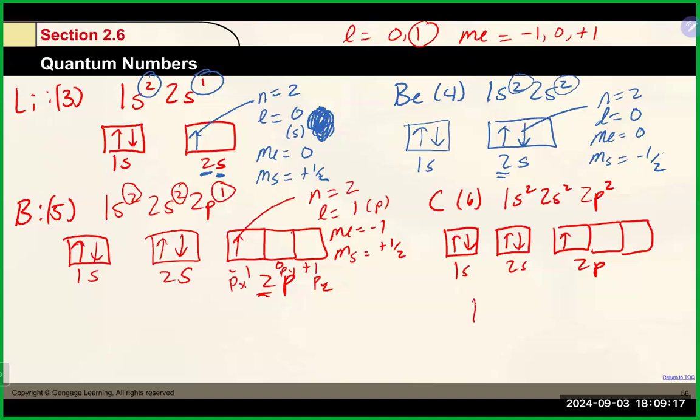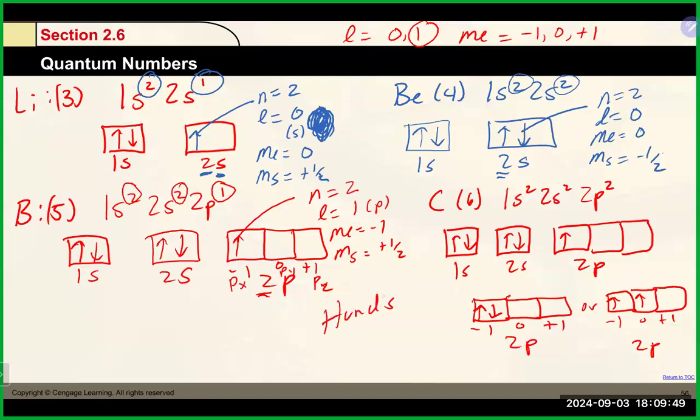So if we look at a subshell like the 2p that has multiple orbitals, we could pair it off. We could also put it in the next orbital over. And there is another rule that helps you decide that. We'll go with Hund's rule. Why not? Sounds like a good one. Maybe I'm making it up. I don't know. Hund's rule.